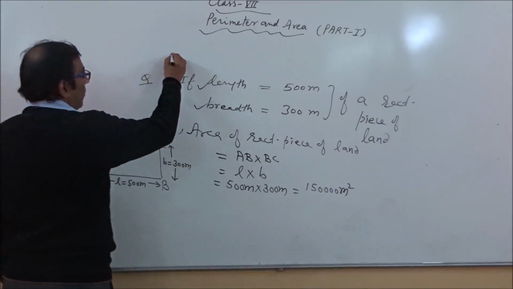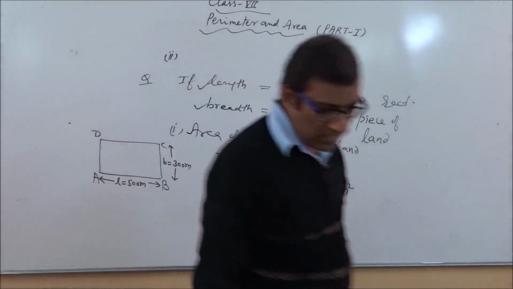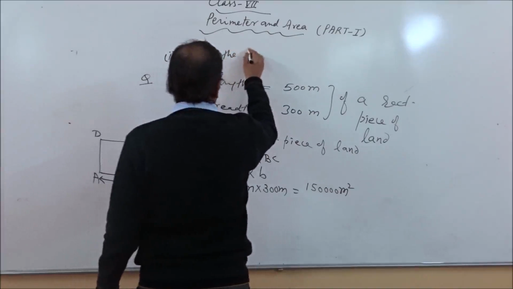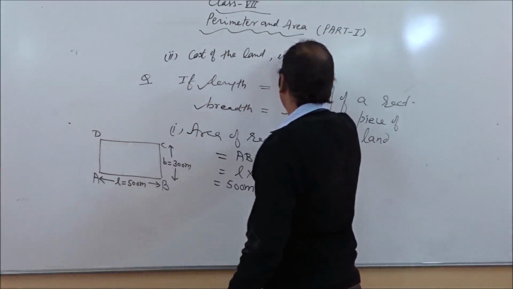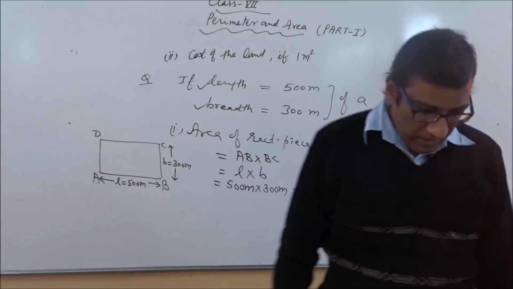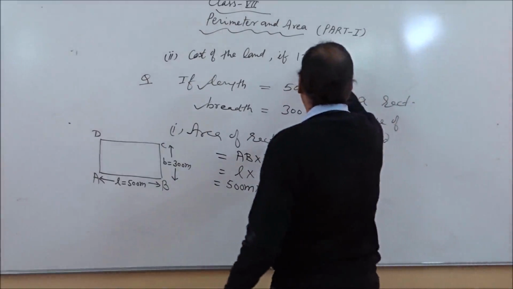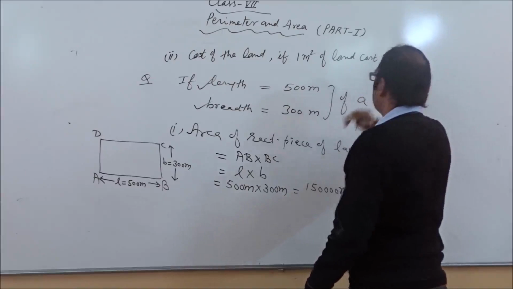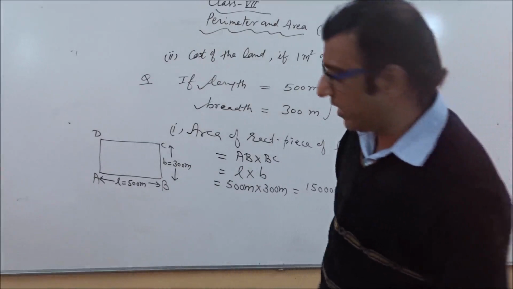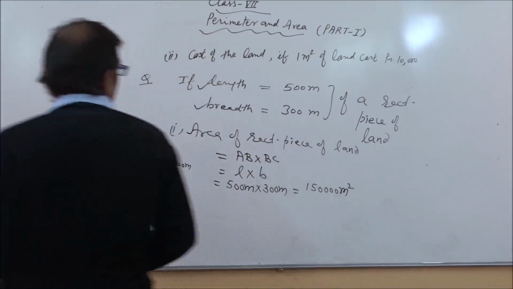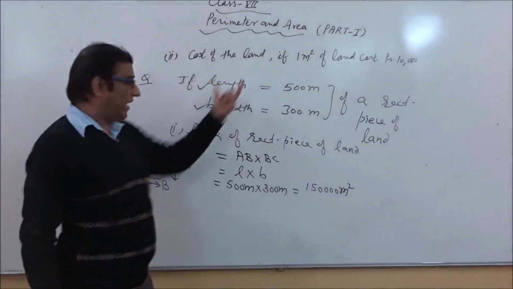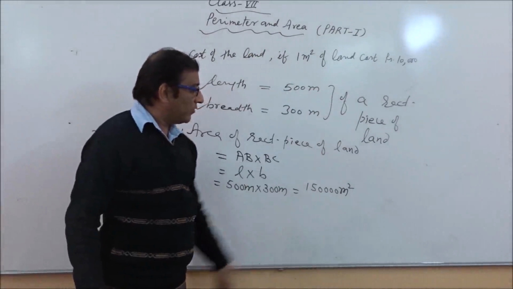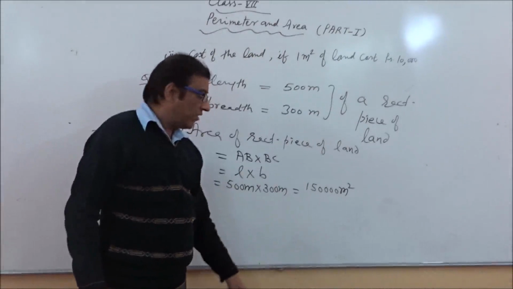In the same question, the second part is that we have to calculate the cost of the land. This time we have to calculate the cost of the rectangular piece of land if 1 meter square of this particular piece of land costs rupees 10,000. So how can we calculate the cost of this piece? As you see, we have to calculate this time the cost of the land. What is the cost of this rectangular piece of land? So 1 meter square of this costs rupees 10,000, and the area is 1,50,000 meters square.